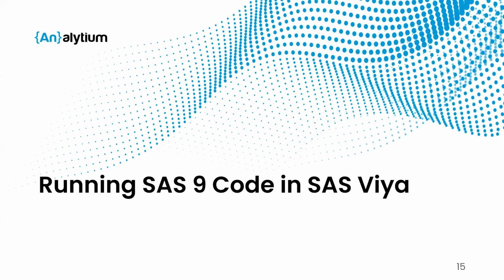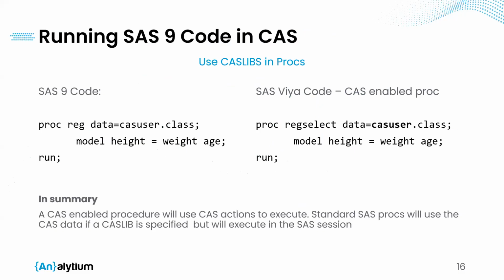So, running SAS code in Viya. Running the SAS code in CAS is very simple. You just use the CAS lib in place of the SAS lib names, and if the data step or procedure is CAS compliant, it will run in CAS. So for this example, we've got a simple proc reg, the SAS9 code. There you can see it's referring to a CAS user library, so that would be operating on the CAS set.